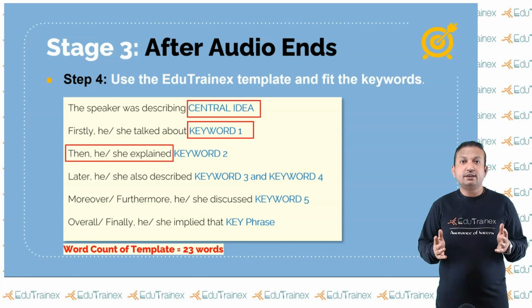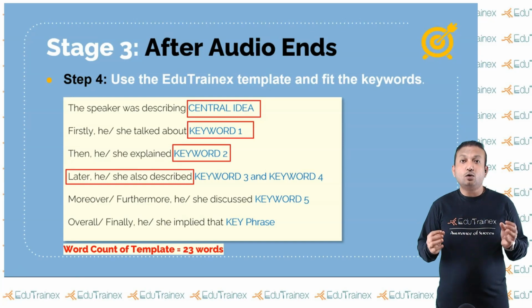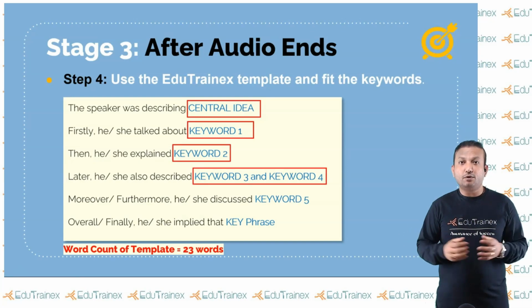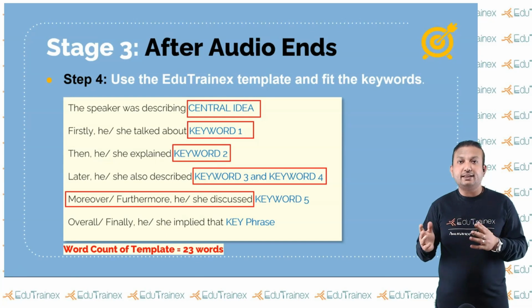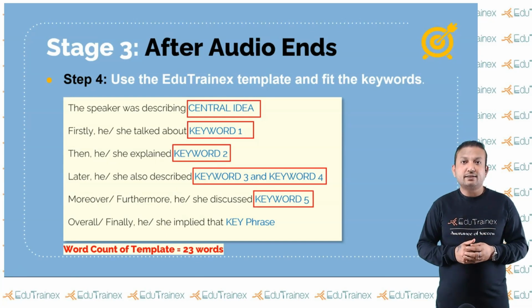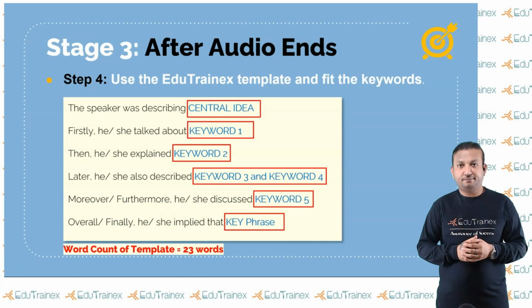Then, he or she explained keyword 2. Later, he/she also described keyword 3 and keyword 4. Moreover, or furthermore, he/she discussed keyword 5. And lastly, for conclusion, you can say overall or finally, he/she implied that key phrase.